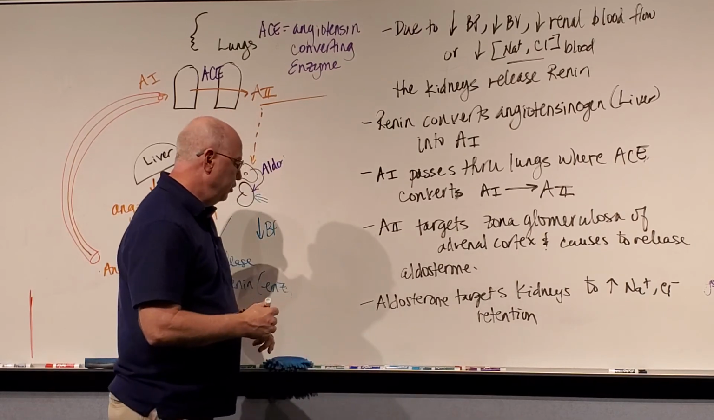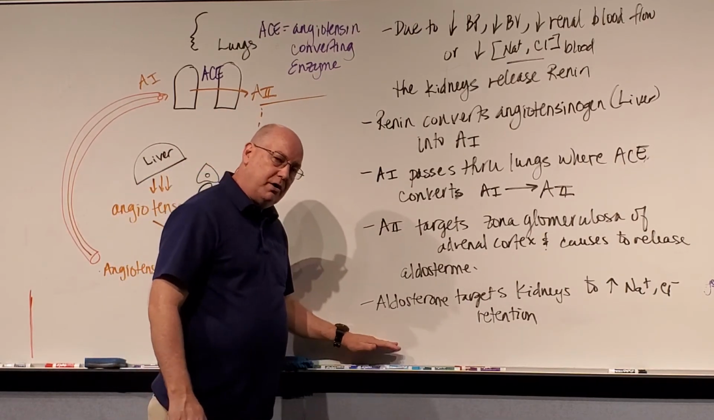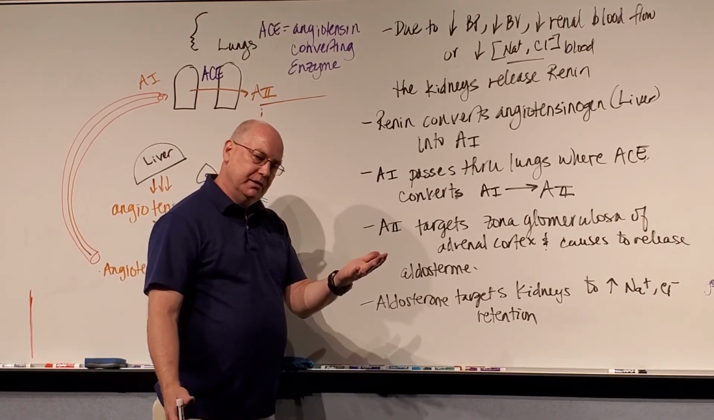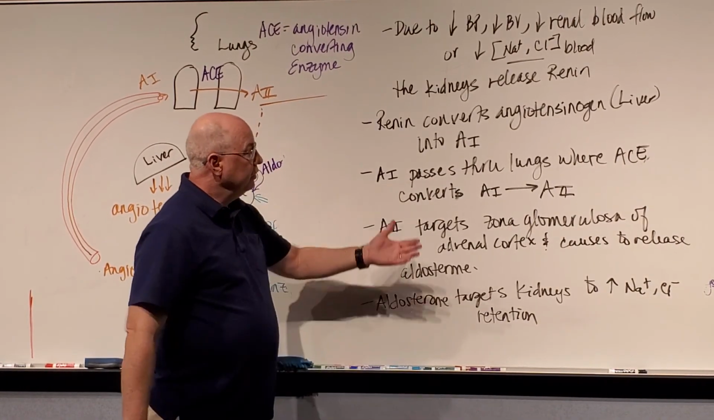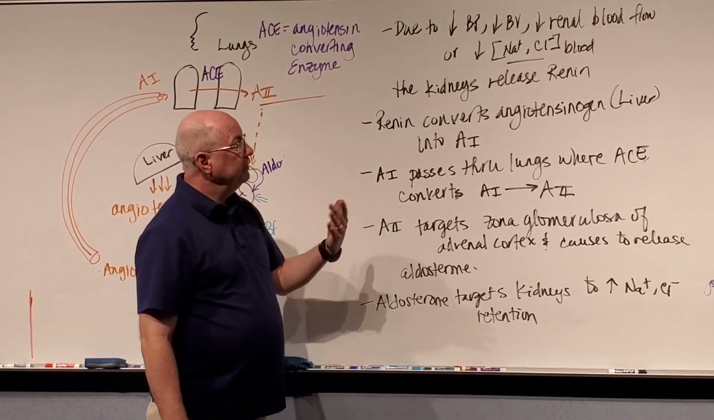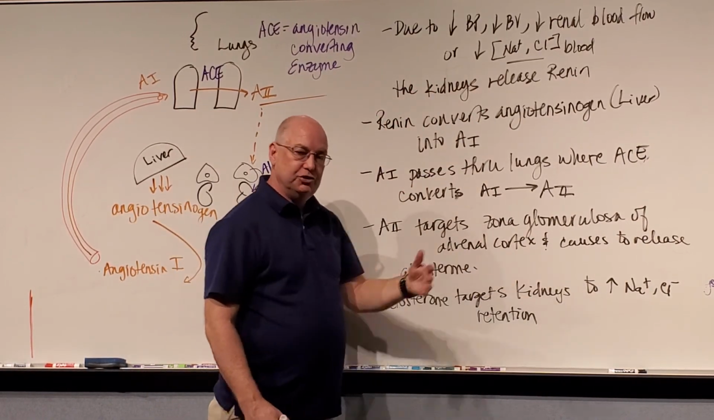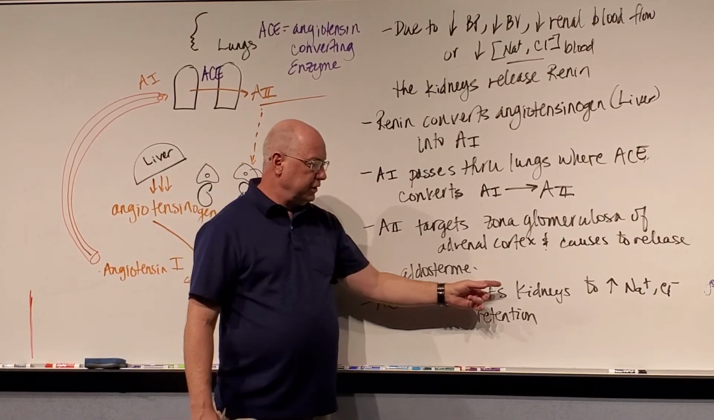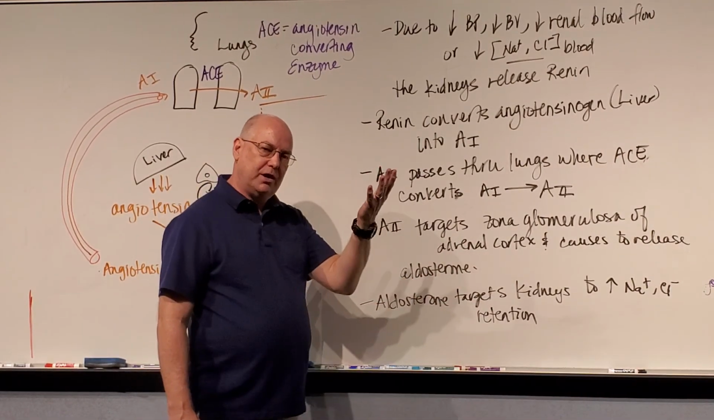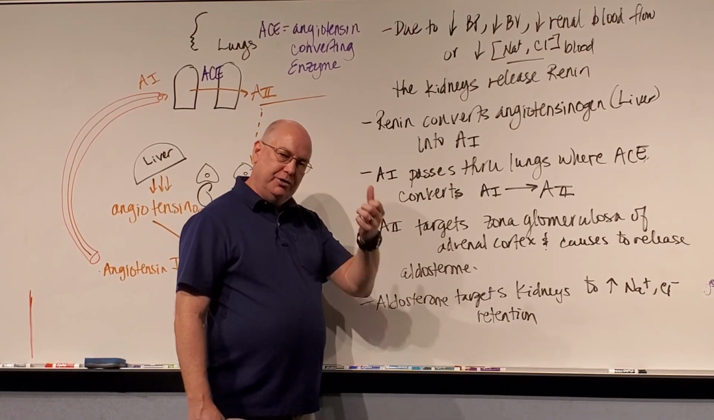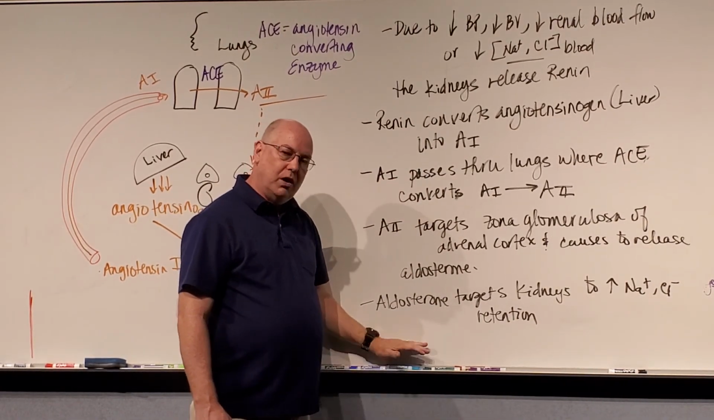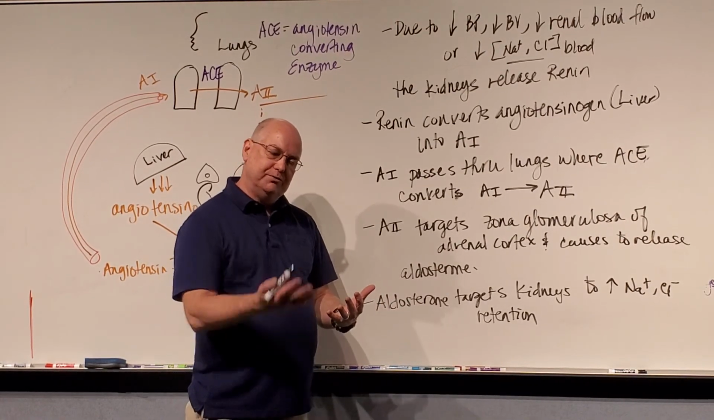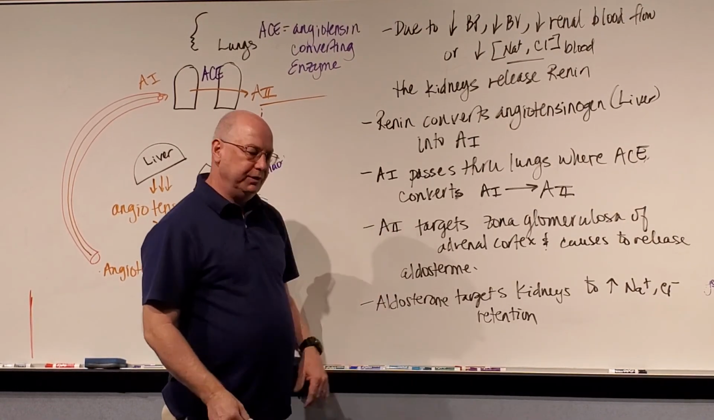And I'm running out of board, but the next line would say, water follows the salt, which raises blood volume, raises blood pressure, raises renal blood flow, and the absorption of the sodium raises your sodium and chloride levels. Okay? So after aldosterone targets the kidneys, it will increase sodium and chloride retention, pull it out of our urine, put it back into our blood. Water follows the salt. The increased water reabsorption will raise blood volume, blood pressure, and restore renal blood flow.